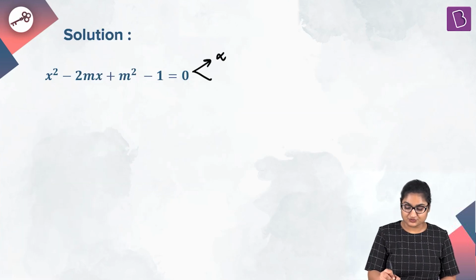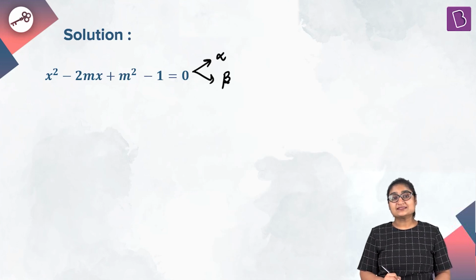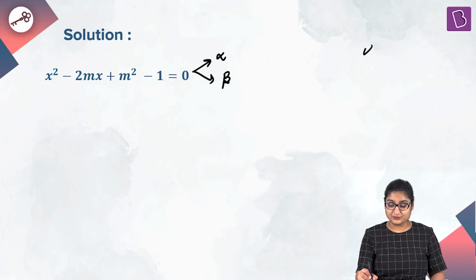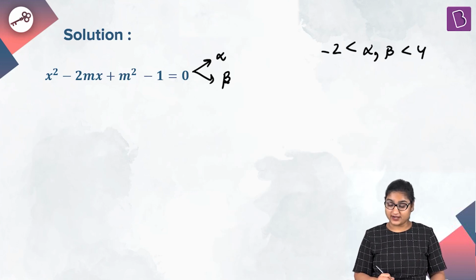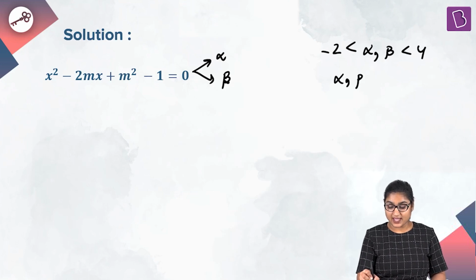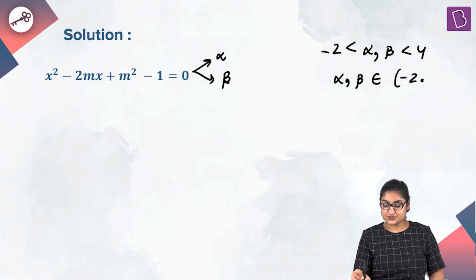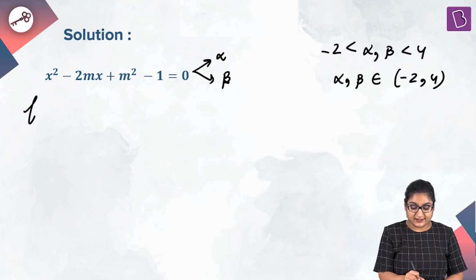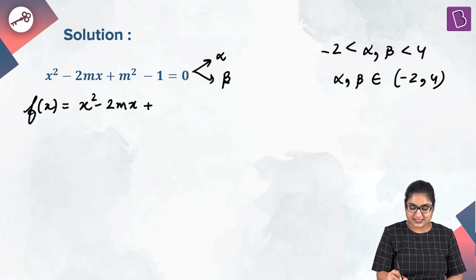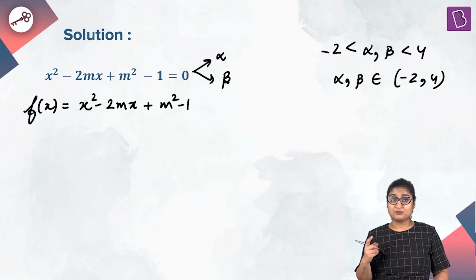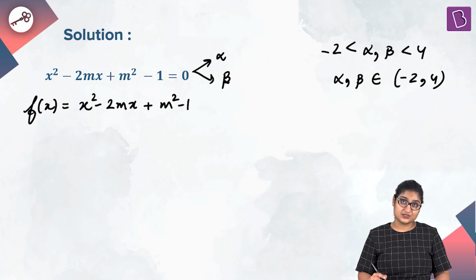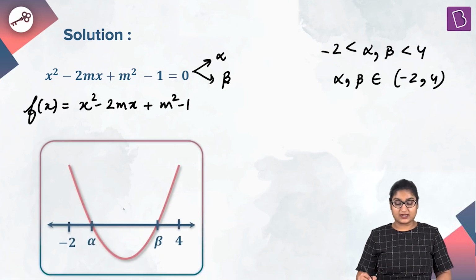If we assume it has two roots, alpha and beta, then it's given that both the roots, alpha and beta, are greater than -2 and less than 4. All right. Or we can say that both alpha and beta belong to the interval -2, 4. If I define f of x as x square minus 2mx plus m square minus 1 and draw the graph keeping in mind that both the roots of the equation f of x is equal to 0 lie in the interval -2, 4, then the graph will look like this.